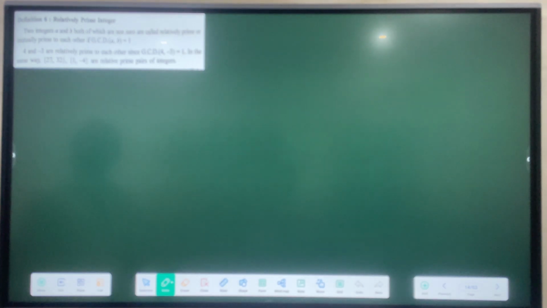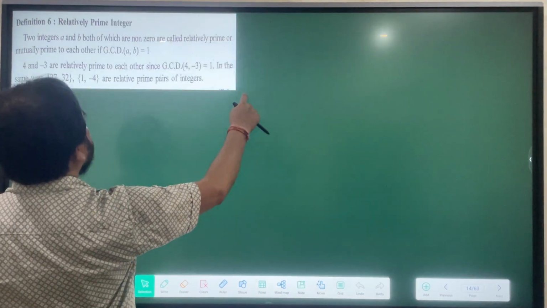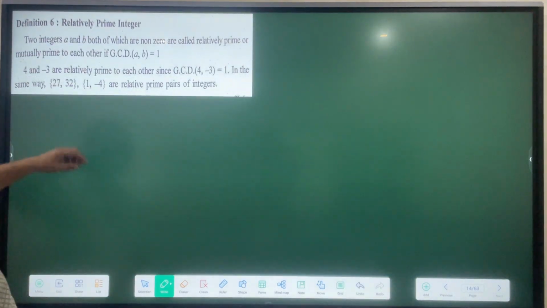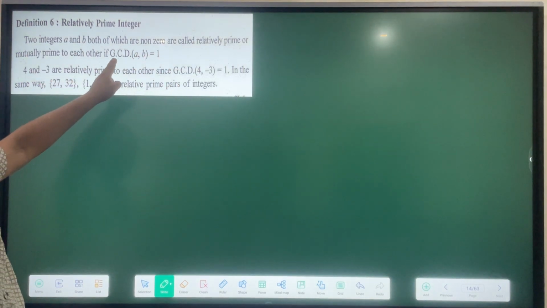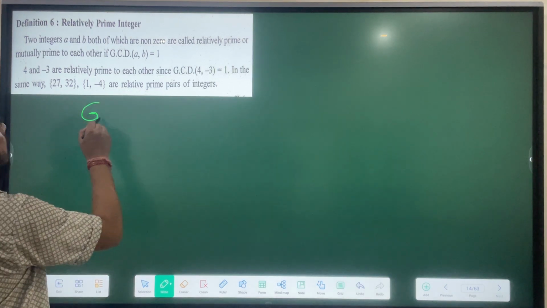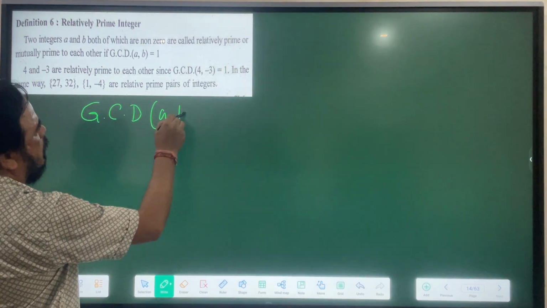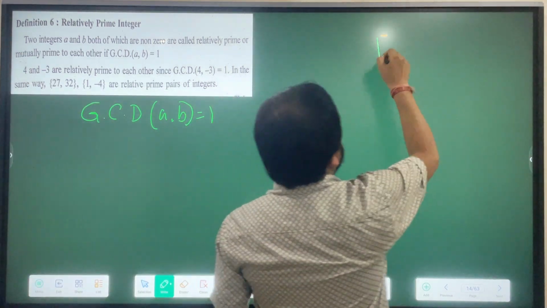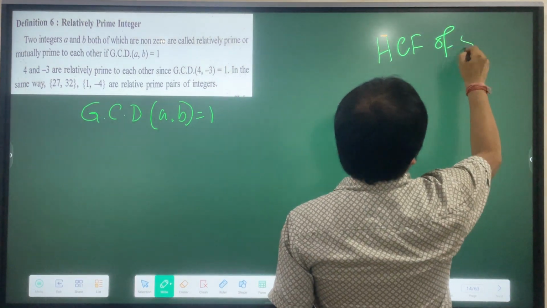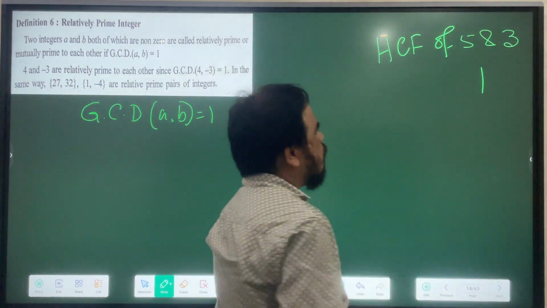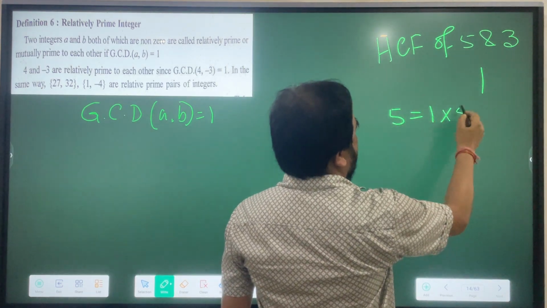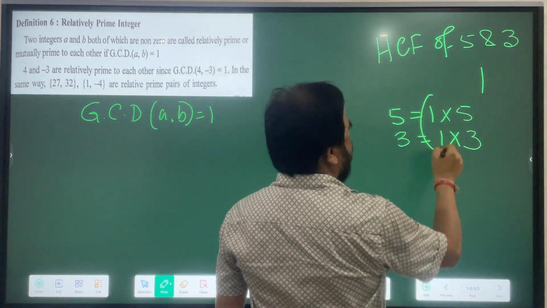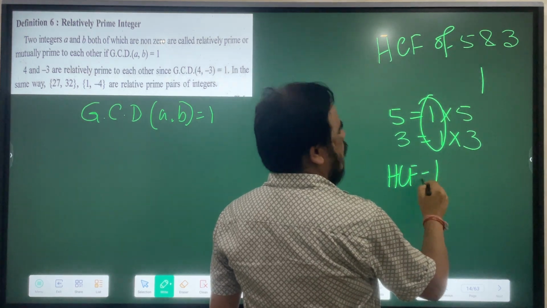Definition 6, relatively prime integers. Two integers A and B, both of which are non-zero, are called relatively prime or mutually prime to each other. That means GCD of A, B will be 1. That is common sense. HCF of 5 and 3 is 1, because both are prime numbers. 5 will be 1 into 5, 3 will be 1 into 3. Common is 1. So HCF is 1.